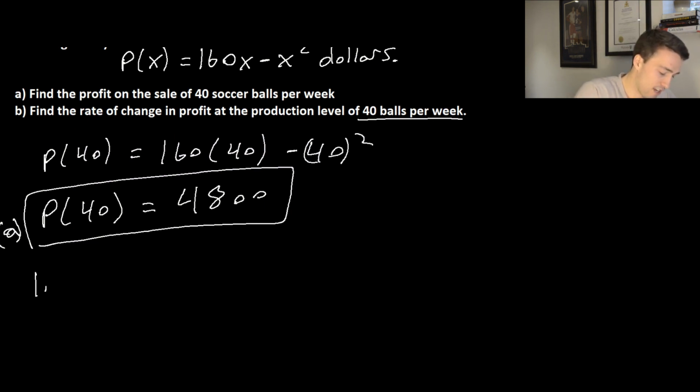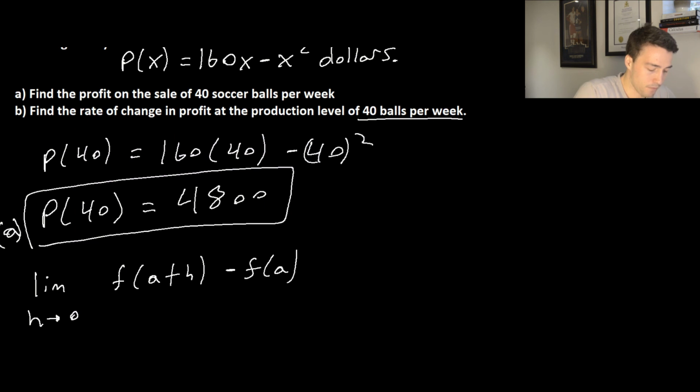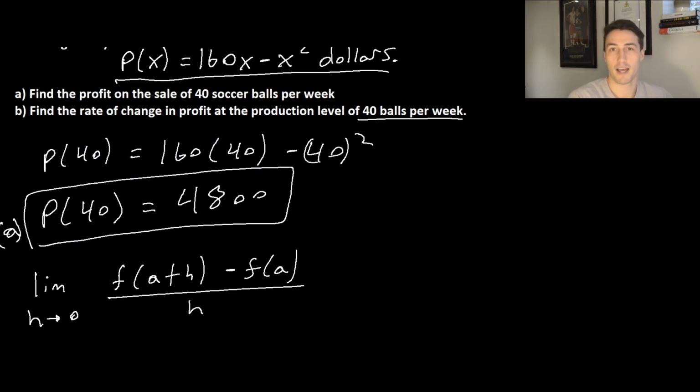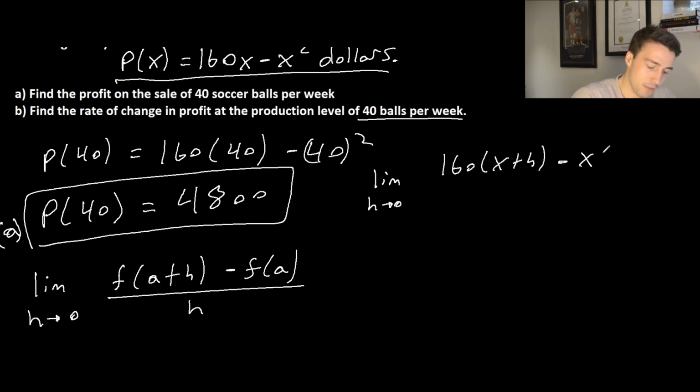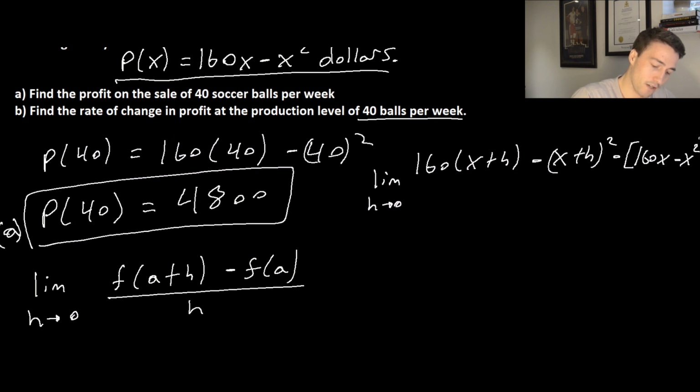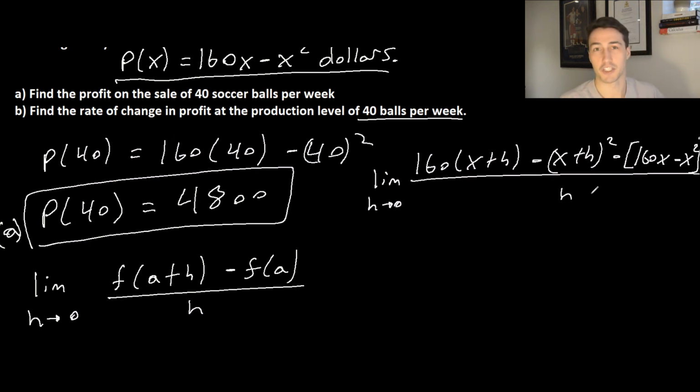So to do that, we're going to use first principles, or the definition of a derivative. And of course, this is the function of a plus h minus the function of a, divided by h. And we're taking the limit as h goes to 0. So here, I look at this function and I sub in an x plus h wherever I see an x. So the limit as h goes to 0 is going to be 160 times x plus h minus x plus h squared minus the original function. So this will be 160x minus x squared. And this is all over h as we take the limit as h goes to 0.